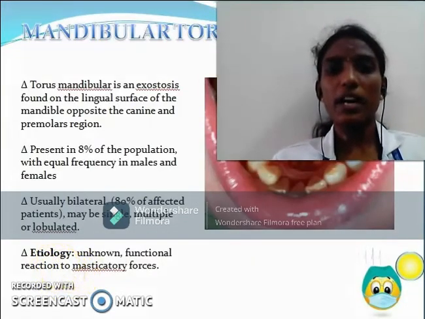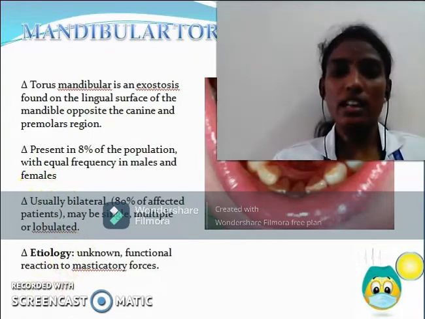Mandibular torus. A mandibular torus is an exostosis found on the lingual surface of the mandible opposing the canine and premolar region. They are present in 8% of the population, with equal frequency in males and females.